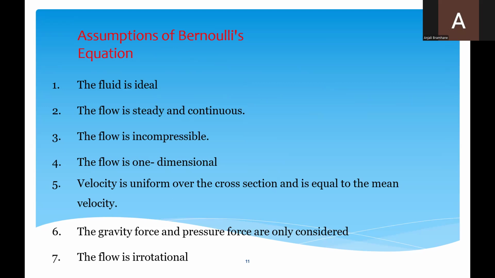Next, assumptions of Bernoulli's equation. There are 7 assumptions. First is the fluid is ideal. The flow is steady and continuous. The third is the flow is incompressible. And the flow is one-dimensional. Fifth assumption is velocity is uniform over the cross-section and is equal to the mean velocity. Sixth assumption is the gravity force and pressure force are only considered. Last one is the flow is irrotational.